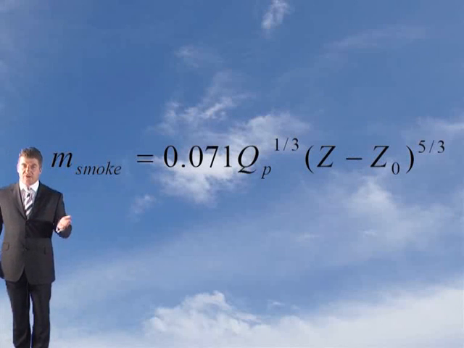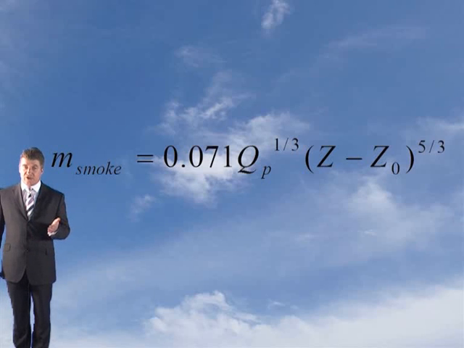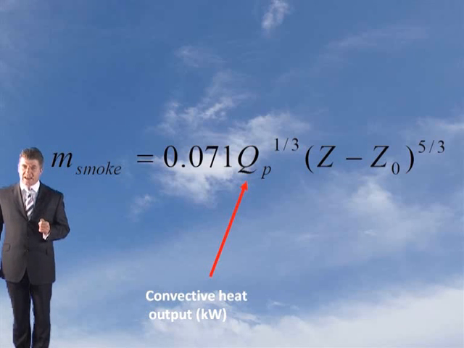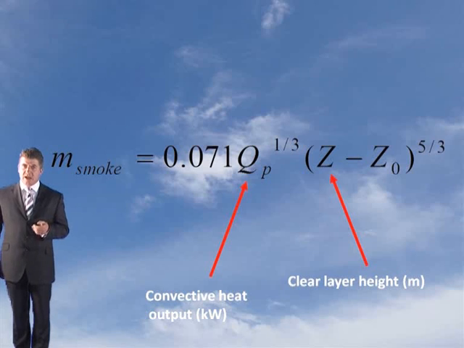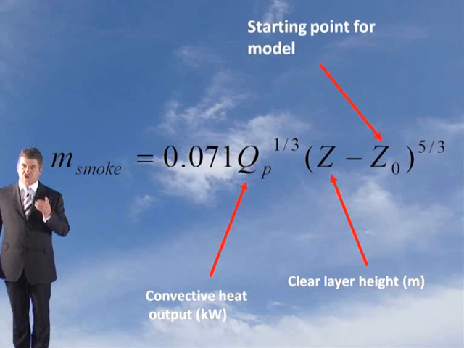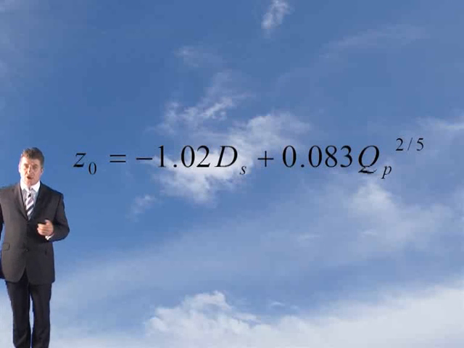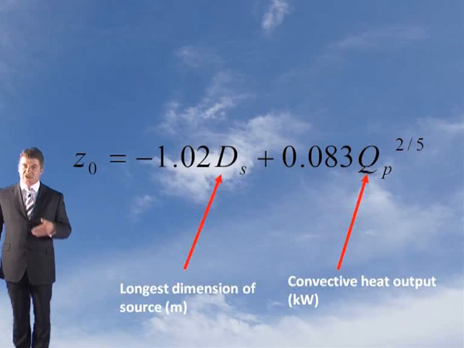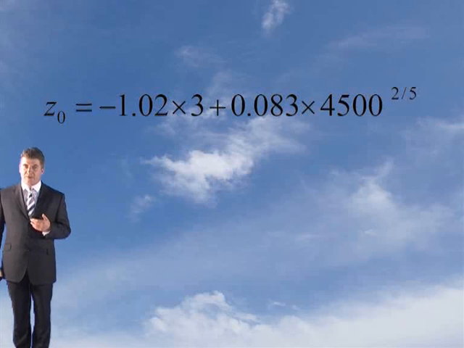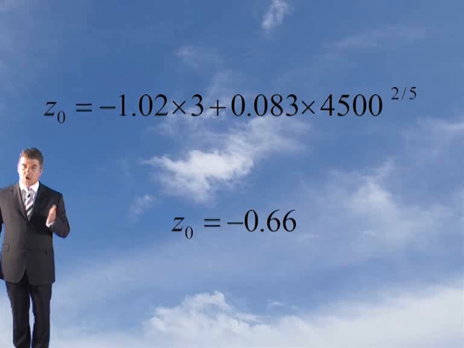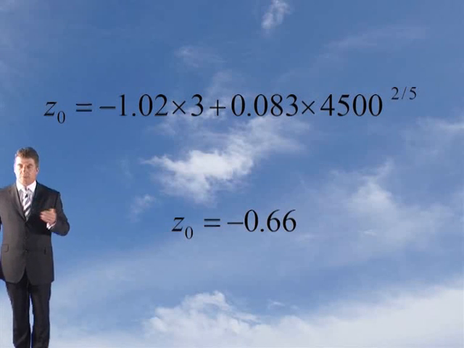M smoke equals 0.071 QP to the third times Z minus Z0 to the 5/3, where QP is your convective heat output, Z is your clear layer height, and Z0 is your starting point for your model or your virtual source. Now you need to work that out first, and you should have used this formula to work it out. Z0 equals minus 1.02 ds plus 0.083 times QP to the 2/5, where ds is your longest dimension of your source and QP would have been your convective heat output. If you'd have put them in the formula, you'd have got a Z0 of minus 0.66. That's your virtual source.